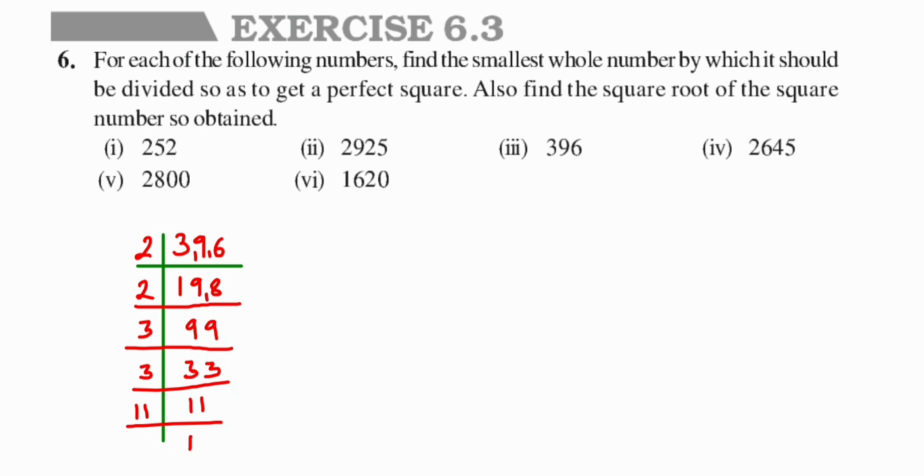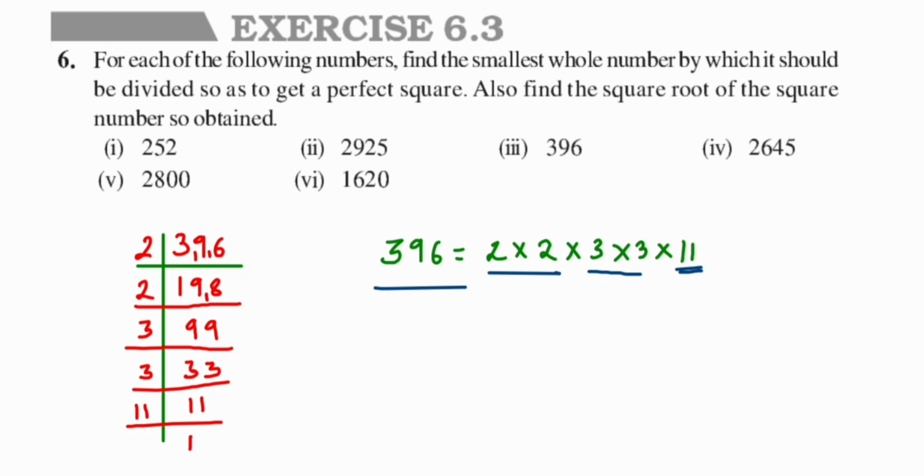Again do the same thing. Write the 396 as whatever factors you got, just rewrite it. So 396 is equal to 2 into 2 into 3 into 3 and again into 11. I hope by looking at the question you might have got that 11 doesn't have any pair. 2 and 3 got a pair, but 11 is single here. So the smallest number to be divided here will be 11. If I remove the 11 from here, I get perfect pairs.